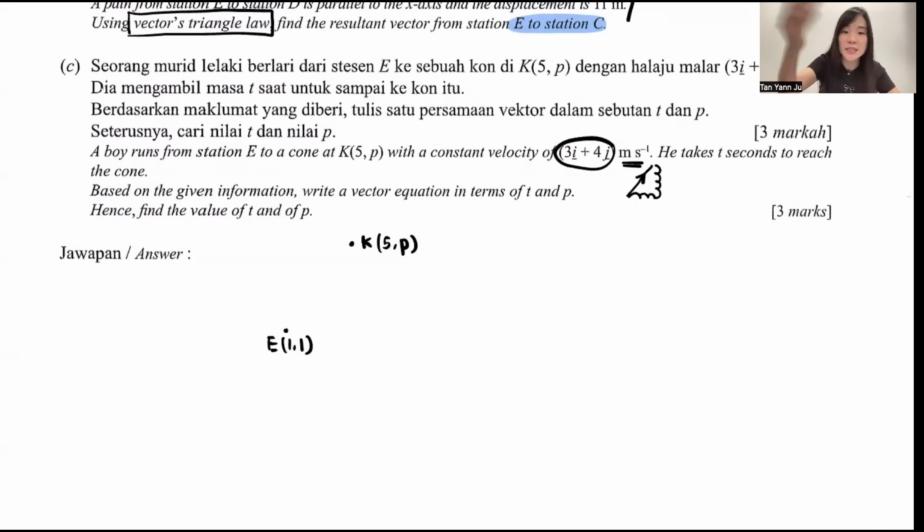So then how many seconds to reach K? Actually, we don't know. That's why they say he takes T seconds to reach the cone. T seconds is how many seconds? We don't know. So let's say, for example, 1 second you walk like that, then 2 seconds you walk like that, and 3 seconds you reach. Then this one is 3 seconds.